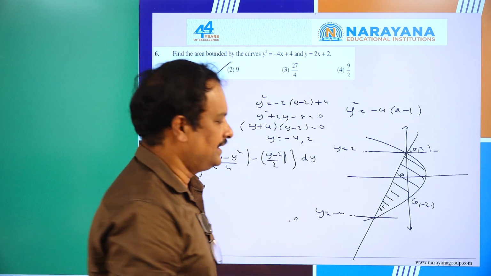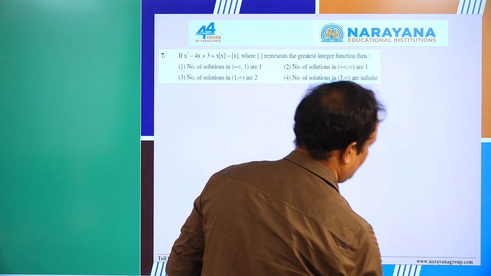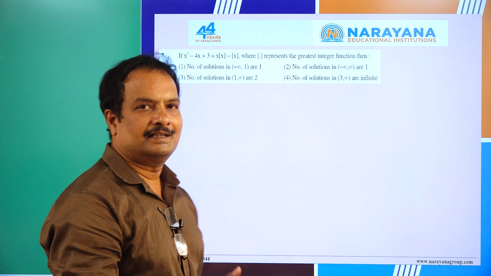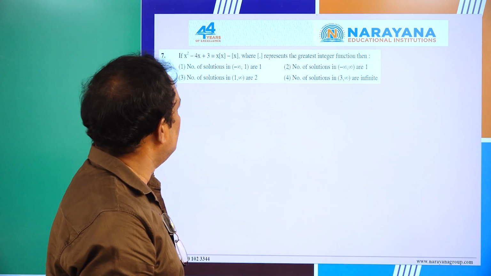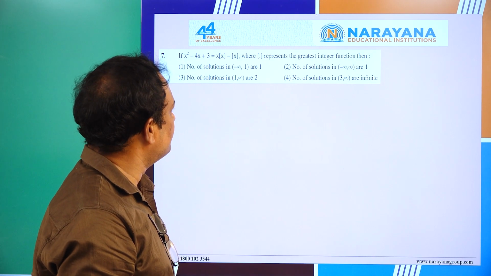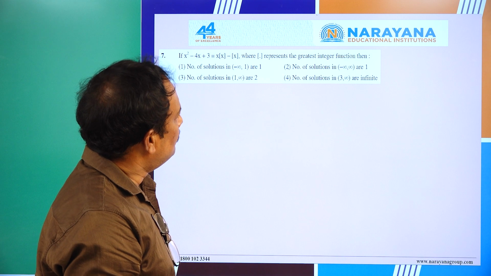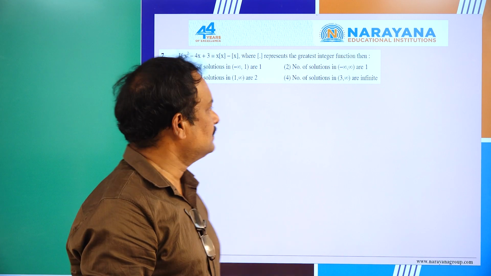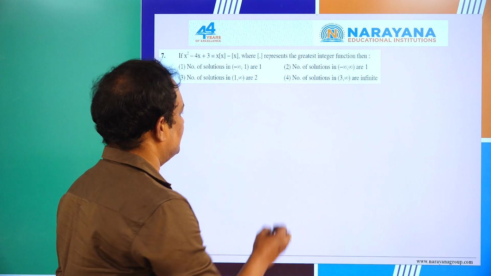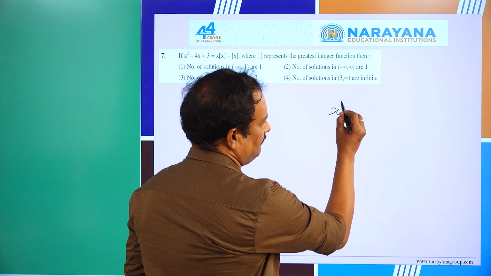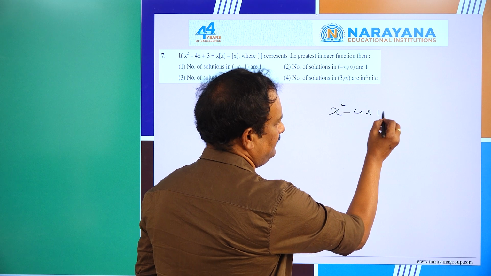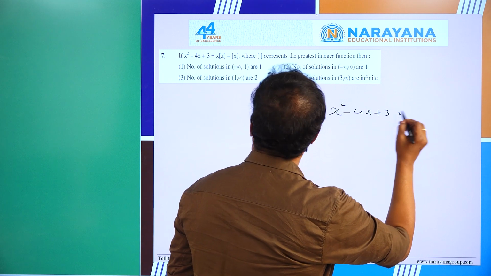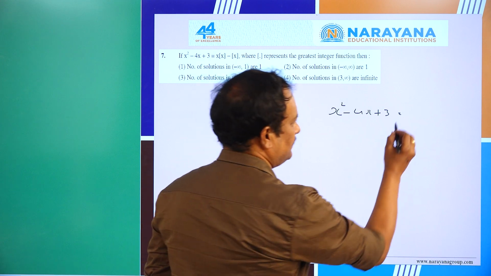Okay. Now let's go for the next question. So in this case, x² - 4x + 3 can be factorized, of course, and equal to x into step x minus step x. And now what is the number of solutions in the given intervals? In the respective intervals, how many solutions are there? So let us consider the given equation, that is x² - 4x + 3 is equal to x into step x minus step x. So you can take step x common.